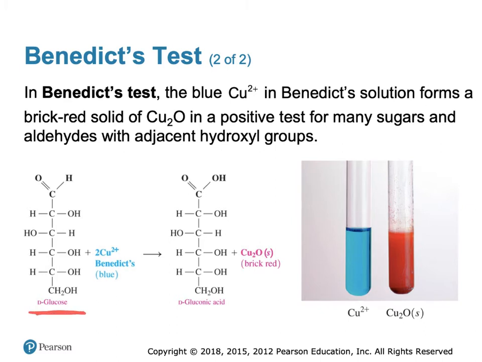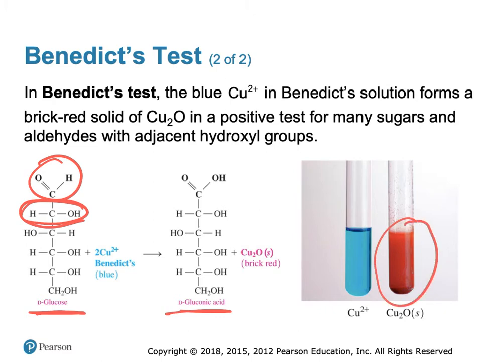This is D-glucose. This is the predominant form of glucose found biologically. Here's our aldehyde, and here is our adjacent alcohol. So in the presence of Benedict's solution, which has copper 2 plus ions from copper sulfate, we are going to have an oxidation of glucose and a reduction of those copper ions. And therefore, we are going to get gluconic acid and this brick red solution of copper oxide.